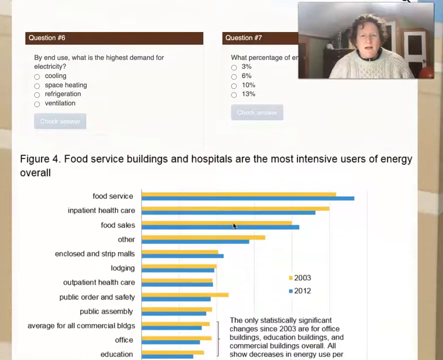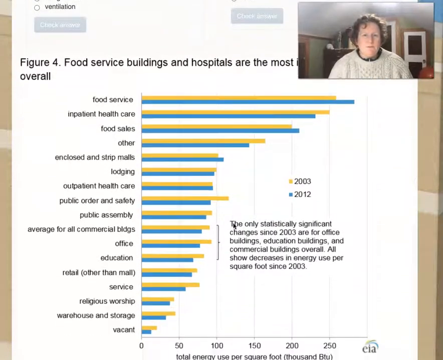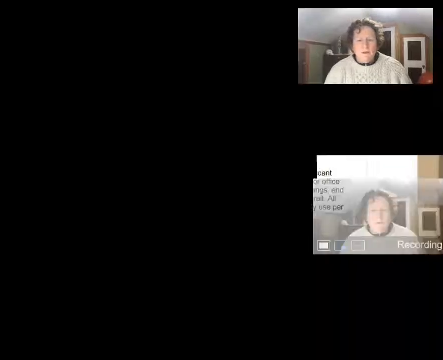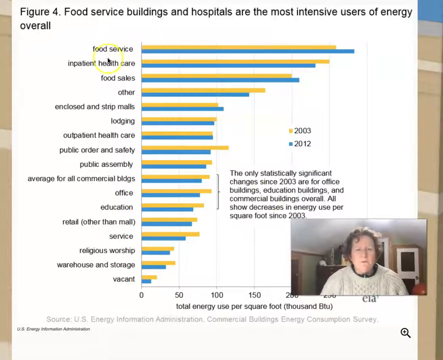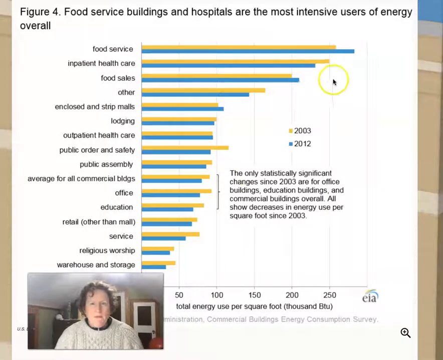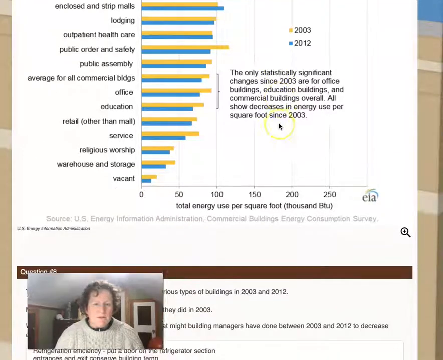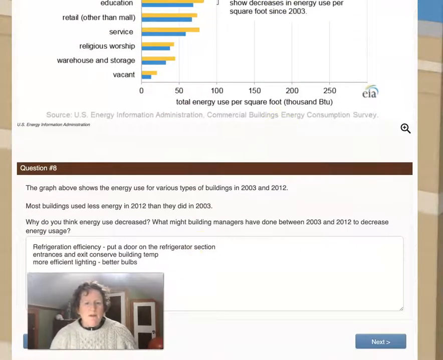Food service buildings and hospitals are the most intensive users of energy. You can see if we look at this graph, food service and inpatient healthcare, aka hospitals, are using the most energy. And food service hasn't really cut back much. Most of these uses, you can see the yellow is a little bit bigger than the blue. They're finding ways to cut their electricity, but food service has not. And so maybe that's a great place for all of us to think about efficiency.